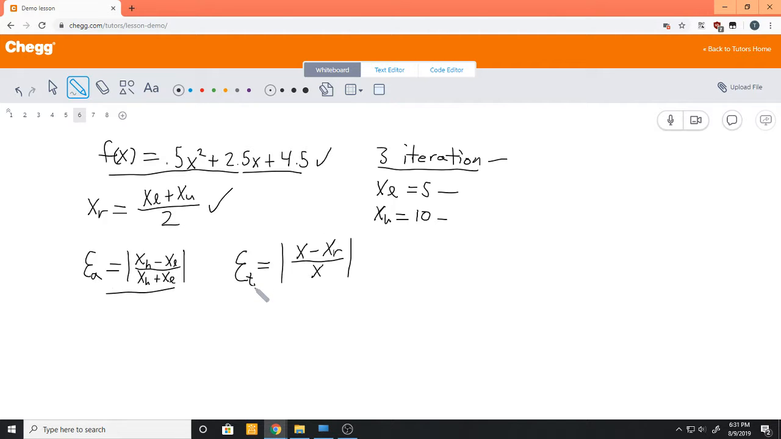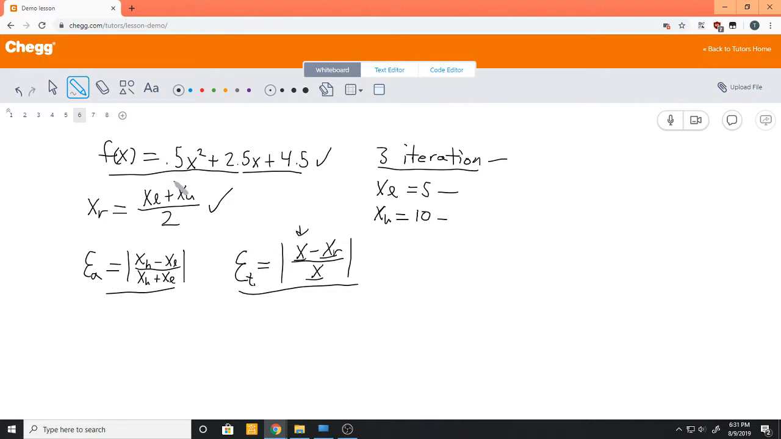Lastly, we're going to want to know the true error. The true error requires you to have the answer to the problem already, so you already need the root. The root is x. You could get that by the quadratic formula, or maybe the problem might give it to you. And that's the absolute value of the root minus your xr, over the root x. That's going to give you true error.